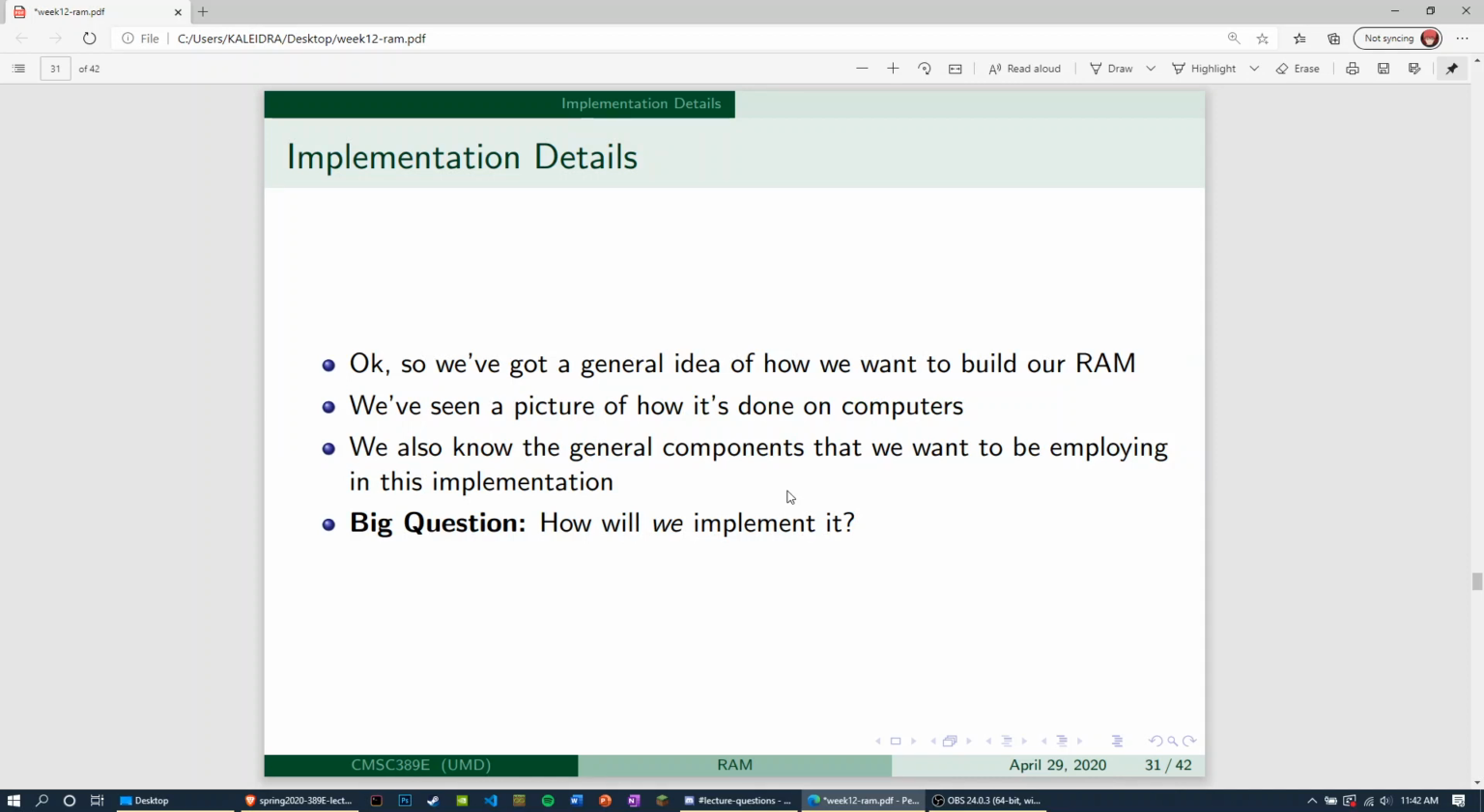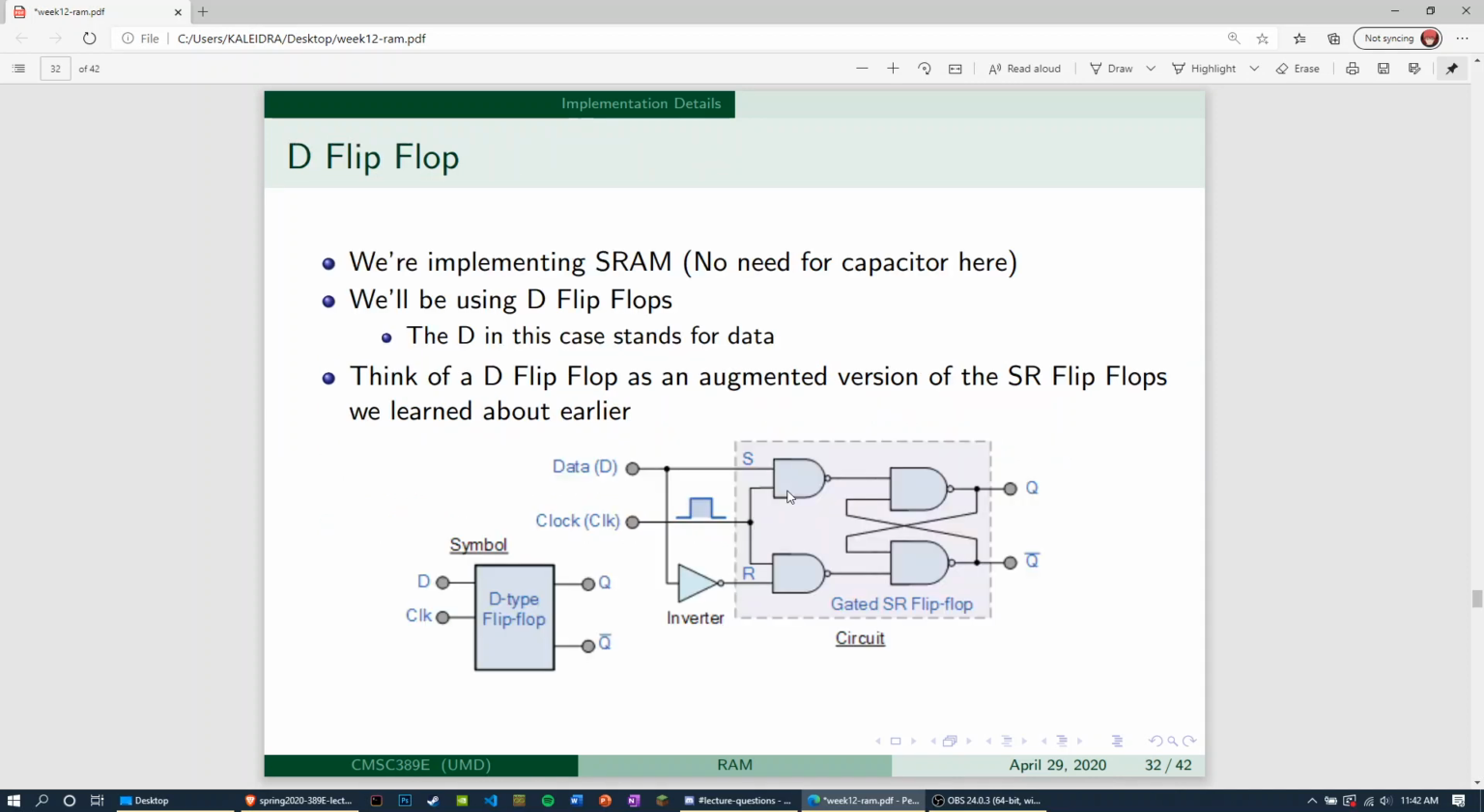So how will we implement something like this? Well, we'll be using SRAM, no need for capacitor here, and this thing called a D flip-flop, right? That's just an augmented version of the SR flip-flops you learned about earlier. It has a little bit more of a neat construct, such that we can just throw in the data right off the bat, given that the clock right here is saying, okay, you're good to write to it, so we can write in data no matter what.